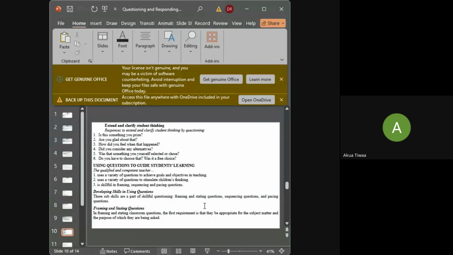The first one is the question should be well stated. So how do we write, frame, or state questions? It says the question should be well stated. How? The grammar should be correct. The syntax easy to follow. And then keep the questions short and the vocabulary simple. Avoid bookish terms and expressions.